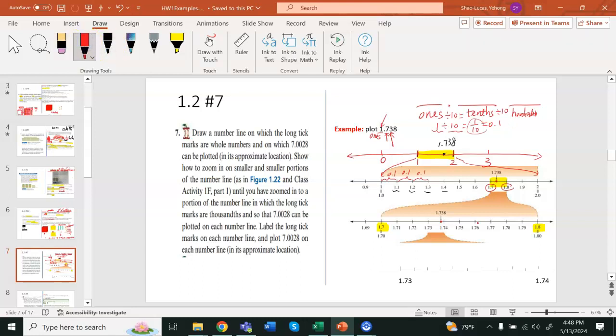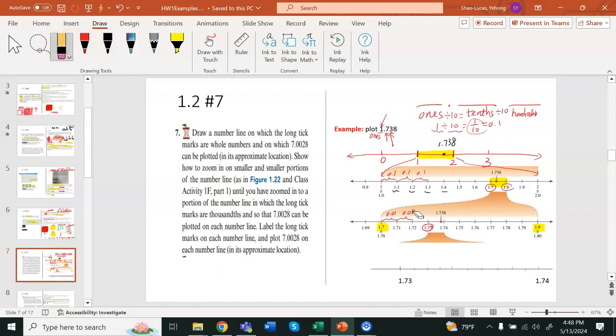Take this little section, which is 1/10, and cut it into 10 equal parts. So each of these is going to be 1/100th or 0.01. When we add 0.01 to 1.7, we get 1.71. We add another 0.01, we get 1.72, and so on. So we can label all these tick marks. Now we can find the place for 1.73, which is right here.